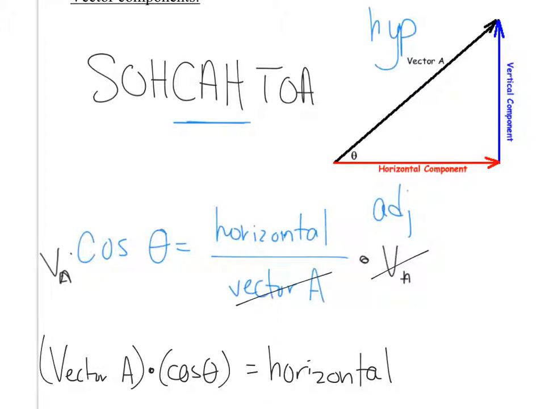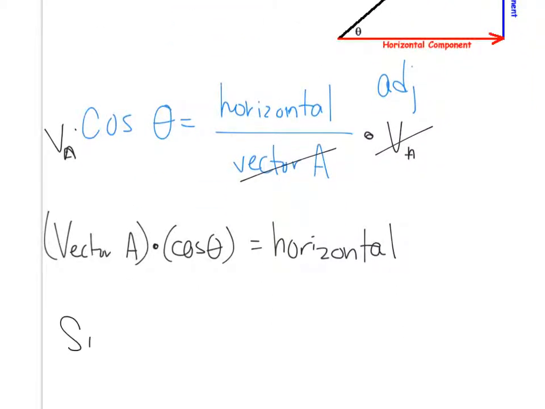And you can guess the next part, but what if I want the vertical? What do you think it's going to be? Sine. It's going to be sine. Let's prove that's true. If I want to figure out the relationship between the vector A, which is the hypotenuse, and the vertical component, which is opposite in the triangle, we have opposite and hypotenuse. So we go ahead and say sine theta equals vertical over vector A.